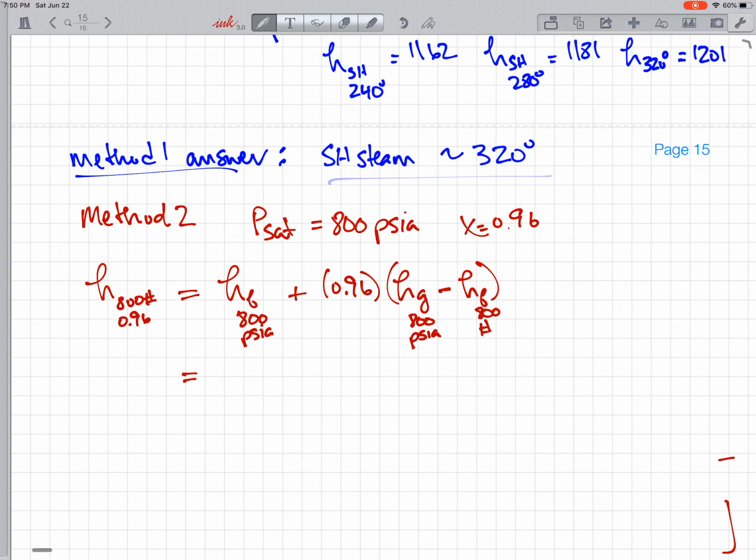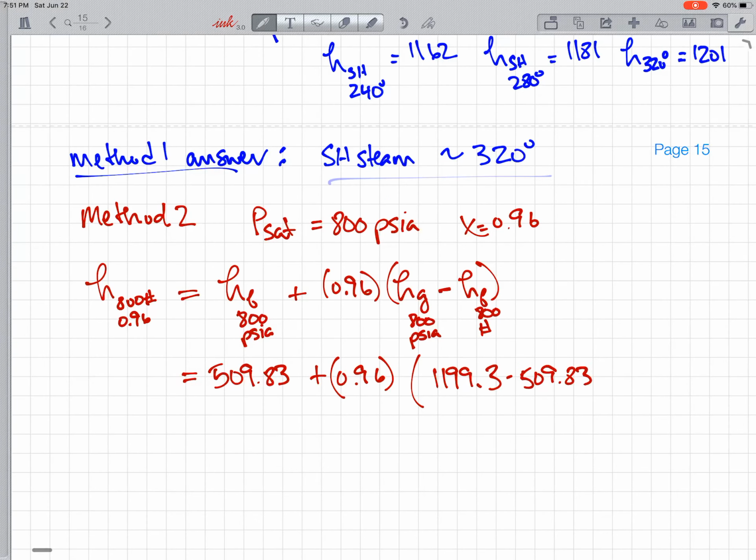And I'm going to say that that is 509.83 plus 0.96 times 1199.3 minus 509.83. All of this is going to be in BTUs per pound mass. And let me calculate that number real quick.